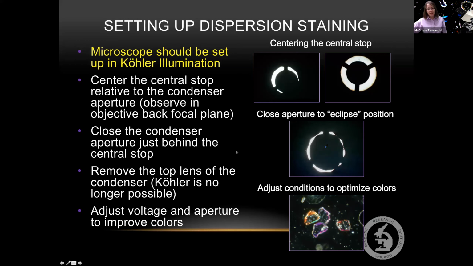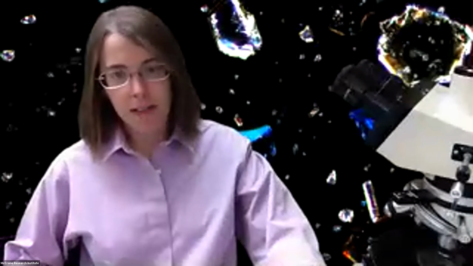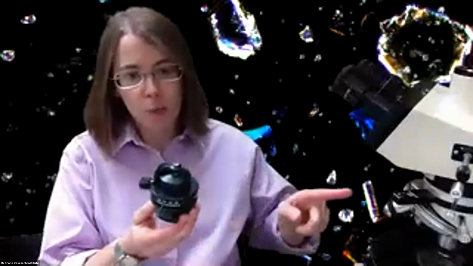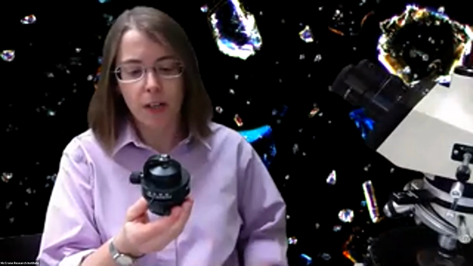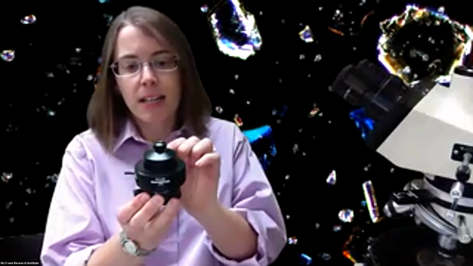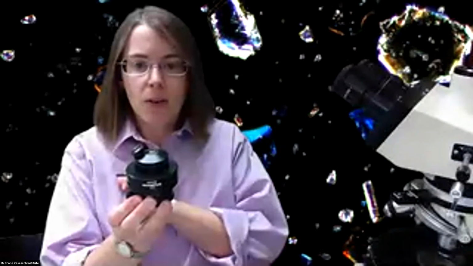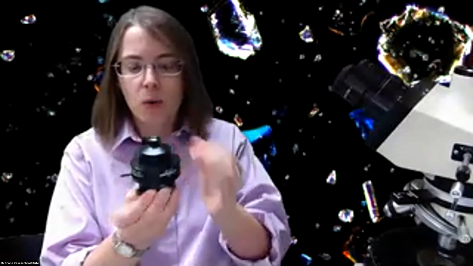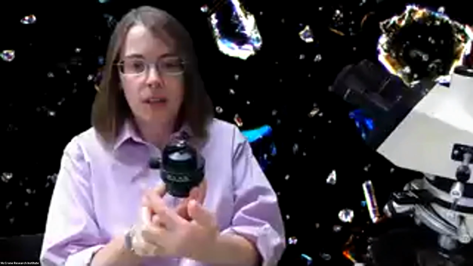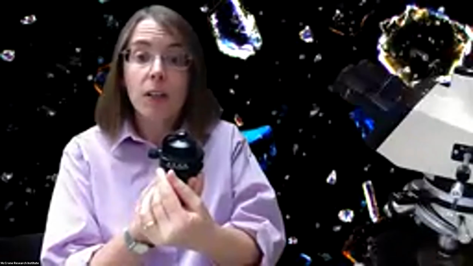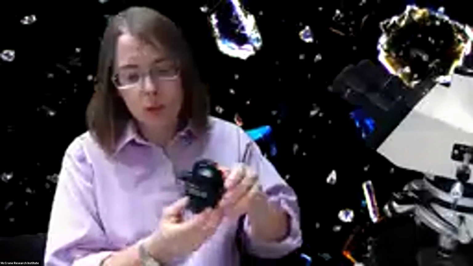And one of the last steps here is the top lens of your condenser needs to be removed. So if you do have a condenser that has a top lens, I've got one here, because you won't be able to see it on my microscope when I go to it. So this top lens, if you have one that's removable, you're going to want to take it out. That's the last position. And then of course, the condenser aperture, you'll be adjusting that and you'll be closing it down almost all the way.